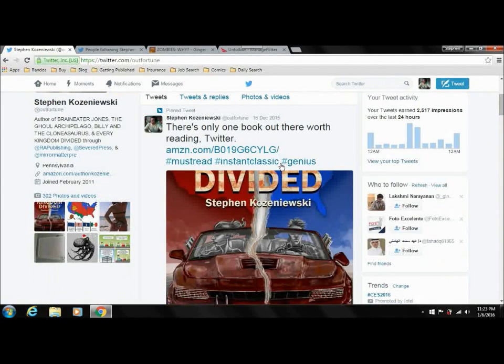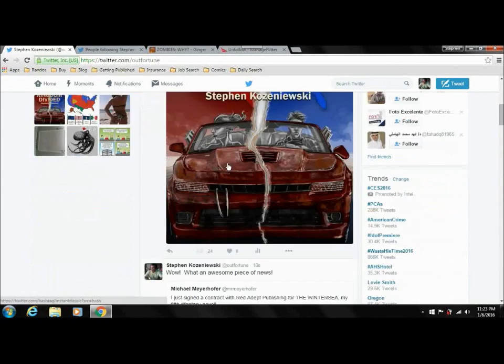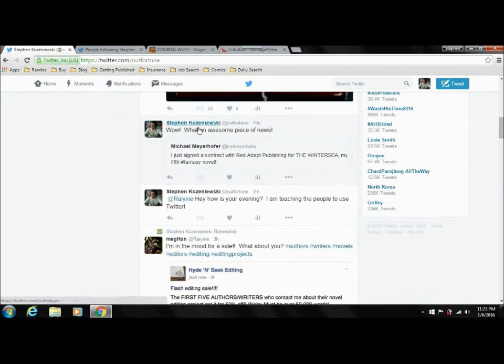So I'm going to tweet that, and when you go to my page, here you see that here's that thing that I just tweeted. So you see Michael Meyerhofer in a little square here. This was his original tweet. Then here's the fact that I retweeted it around it.